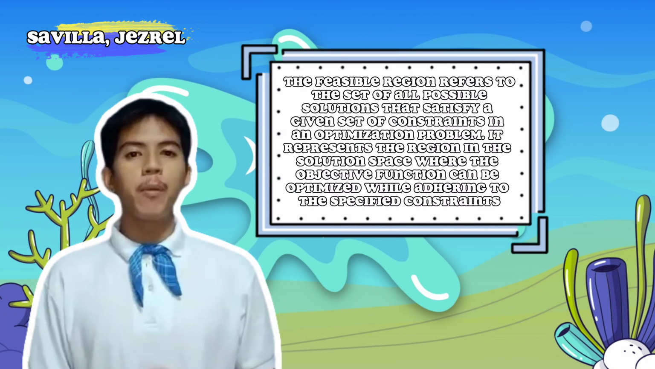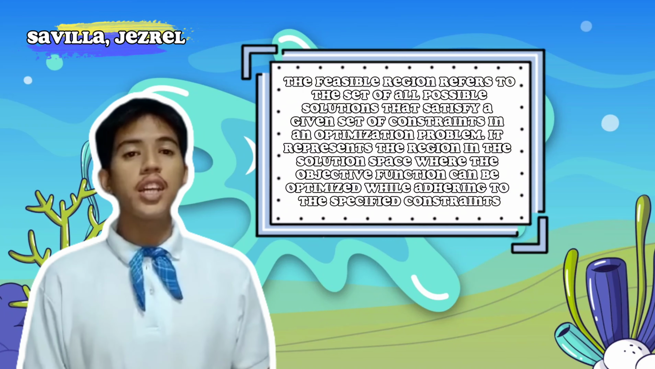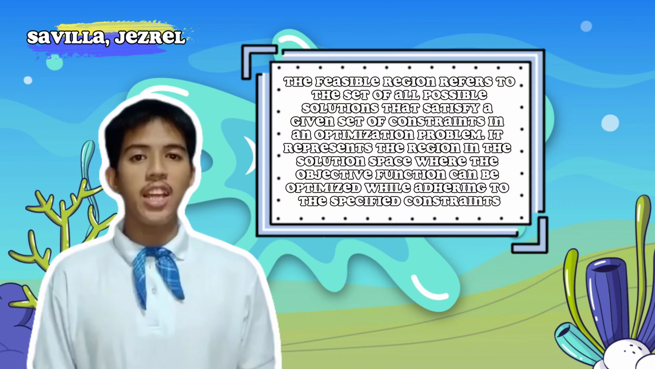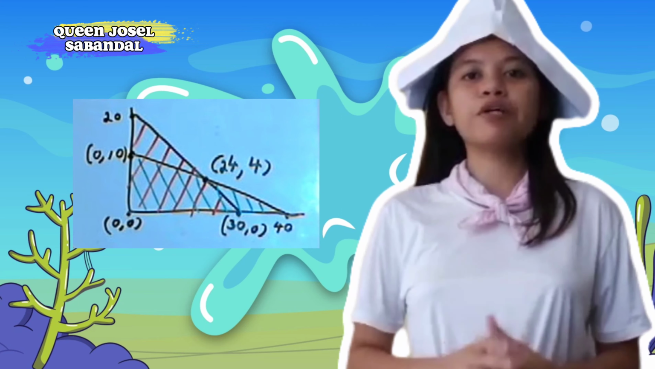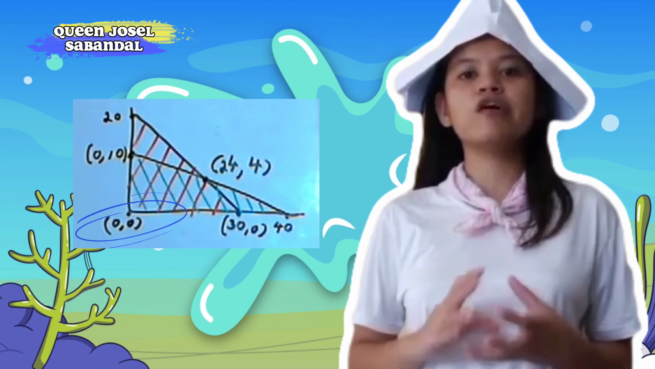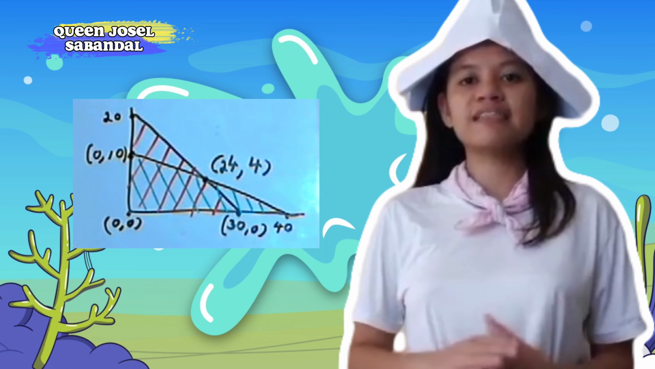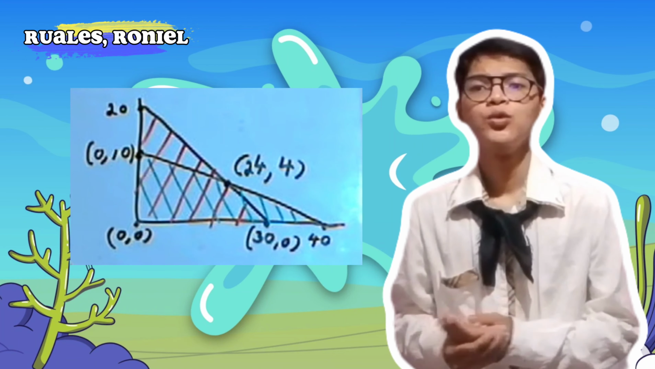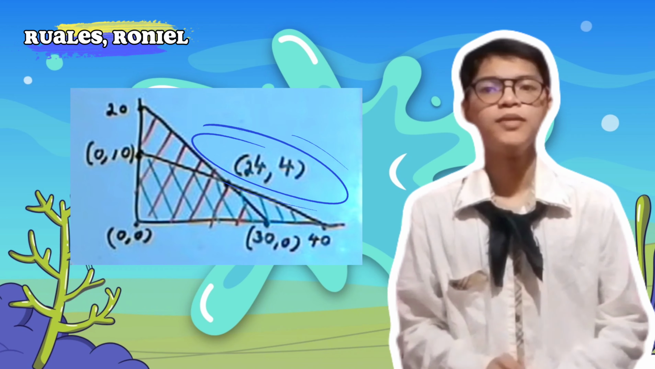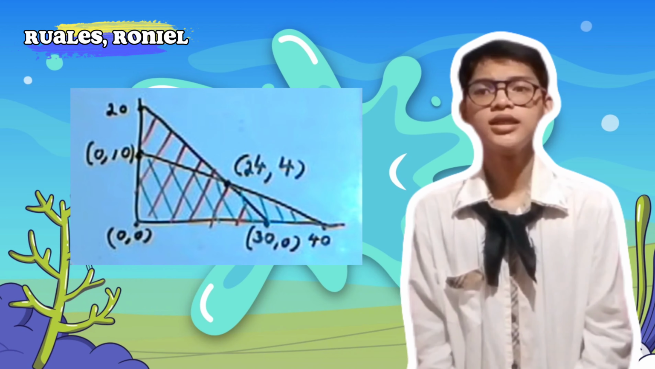The feasible region refers to the set of all possible solutions that satisfy a given set of constraints in an optimization problem. Now, sailors, after that, we will find the corner points of the region. There are 4 including the origin, or 0, 0. On the x-axis is 30, 0, while on the y-axis is 0, 10. For the last point, which is 24, 4, we'll have 520 profit, and that's how linear programming works.